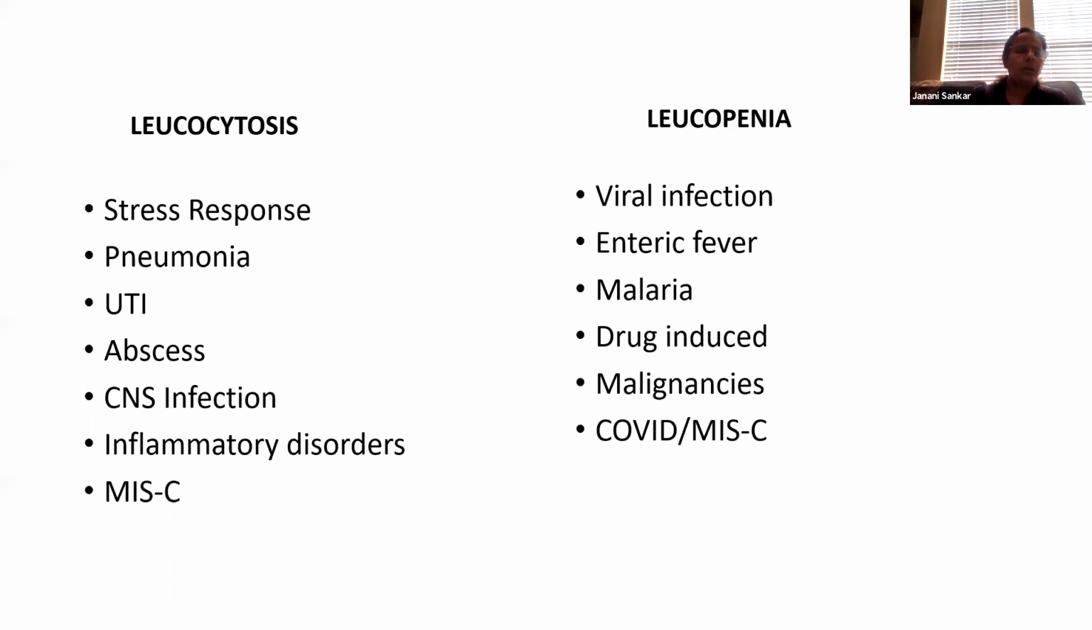Of course, we all know that pneumonia, UTI, abscess, CNS infection, inflammatory disorders, you suspect all these when you have leukocytosis. Also suspect MISC because COVID is going to be there with us for the next year too, and we have MISC usually after the peak of COVID subsides. Leukopenia, again, viral, enteric, malaria, drug-induced, malignancies, again, COVID, MISC. Unlike adults, you don't have that much of a lymphopenia in children. We have seen some of the adolescents with COVID pneumonia having lymphopenia, but the typical neutrophil lymphocyte ratio, the NLR of more than 3.5, we don't see that much in children.